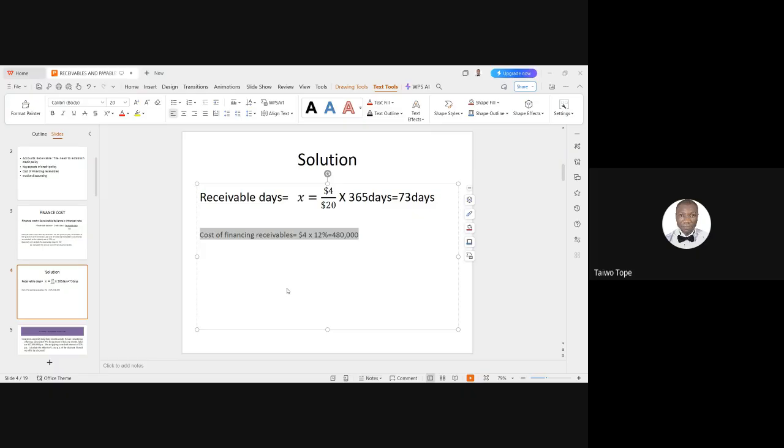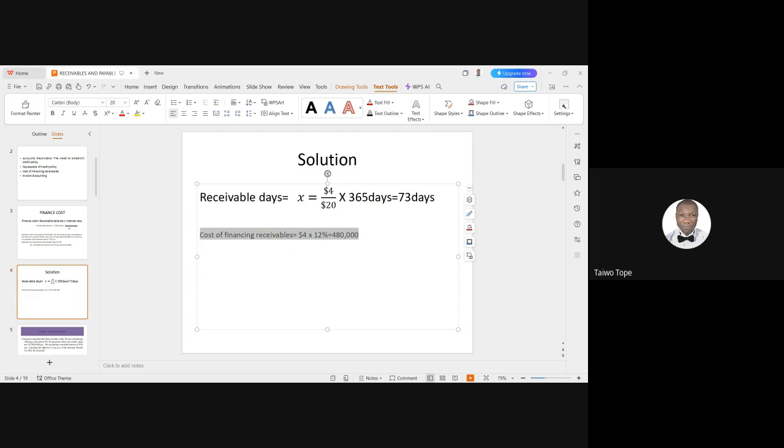For example, suppose a business sells goods worth 100,000 naira to a customer on 3 months credit and receives a bill of exchange. The business does not want to wait for 3 months, so it takes the bill to the bank. The bank agrees to discount the bill, let's say at 10% annual interest rate. So the discounting rate will be 10% of what? Of that 100,000. But within how many months? 3 months. It will be 3 all over 12.